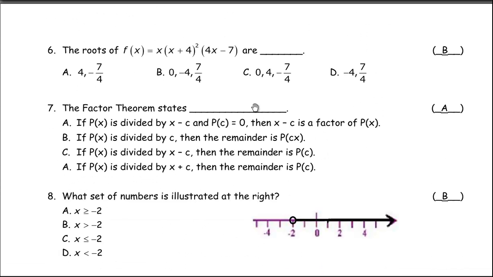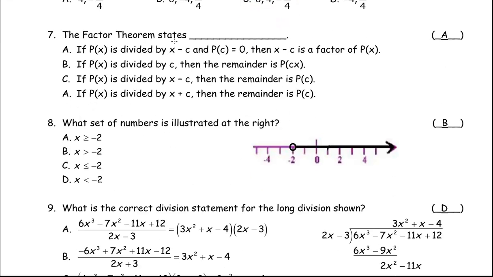Flipping over to number 6, the roots of this function, and it's in a factored form, so we can actually just set each of these to 0. So if we set x to 0, we get 0. If we set x plus 4 to 0, we get negative 4. And the 7/4 comes from setting that 4x minus 7 to 0. So if we do that, it would look like this: 4x minus 7 equals 0. If you take that 7 over to the other side, you get 4x equals 7, and then when you divide out the 4, there's the 7/4. So that's the other root.